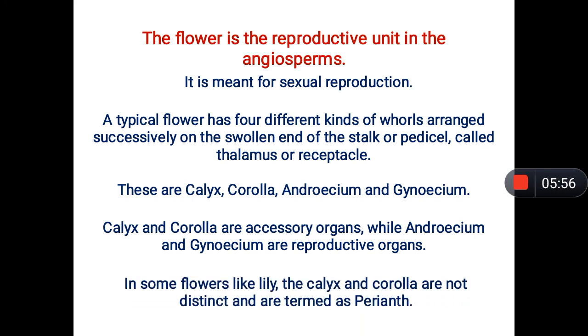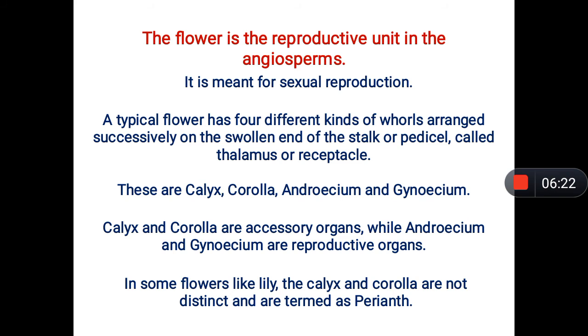In some flowers like lily, it's a monocot plant, the calyx and corolla are not distinct. Listen, calyx and corolla are not distinct. That doesn't mean that they are absent. You cannot differentiate between calyx and corolla. So it is termed as perianth.